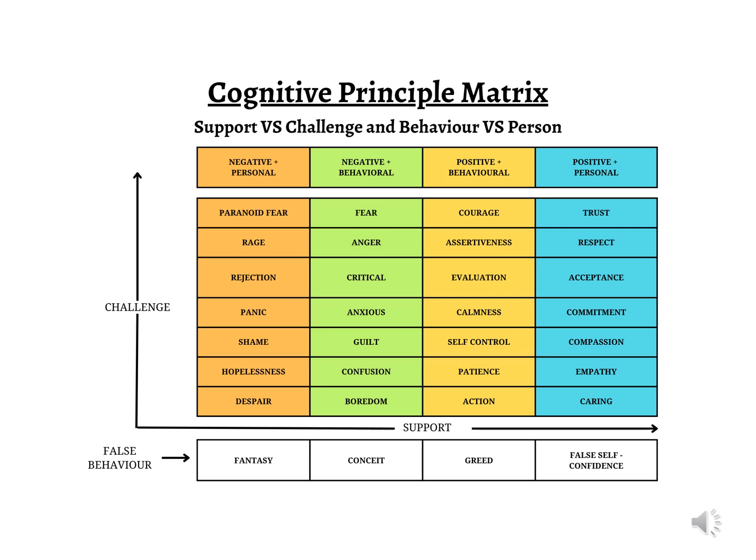We don't go to the negative and personal, where the fear becomes paranoid fear, the anger becomes rage, the criticalness becomes rejection, the anxious becomes panic, the guilt becomes shame, confusion becomes hopelessness, and the boredom becomes despair. When you're in that negative and personal space, we then drop down to the false behaviour at the bottom, the fantasy, the conceit, the greed, the false self-confidence.